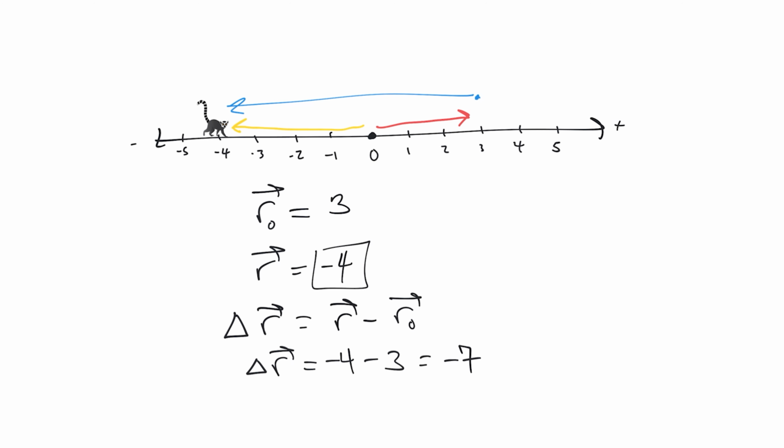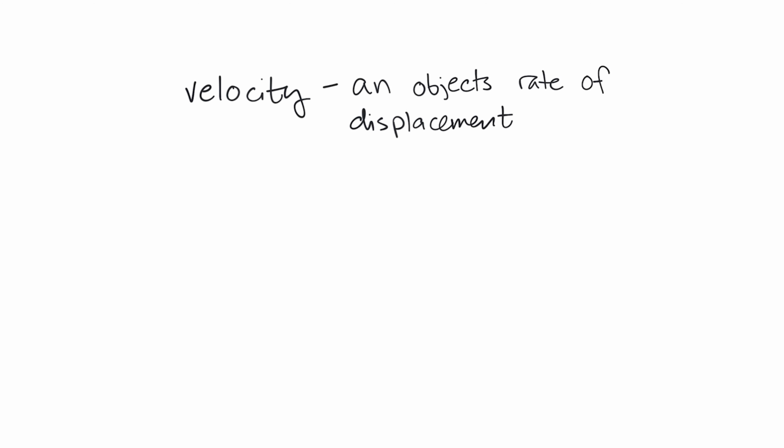Now that might seem like a really drawn out way to say the lemur moved 7 spaces, but we need to do things precisely here so that when they get a little bit more complicated, we'll know what's going on. All right, so we have now defined position and we've defined displacement. Now our last thing to do is define velocity.